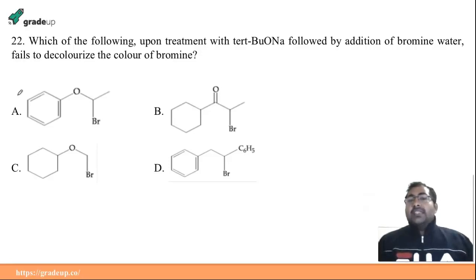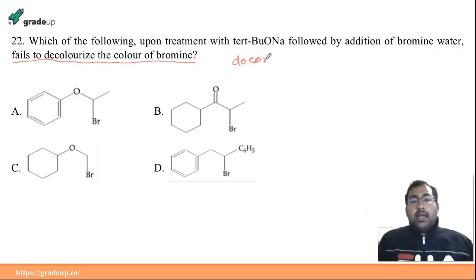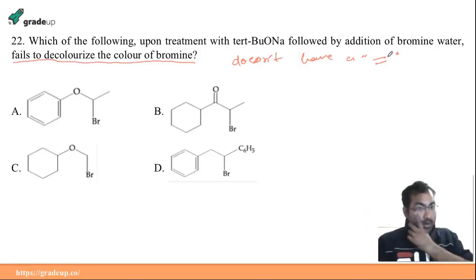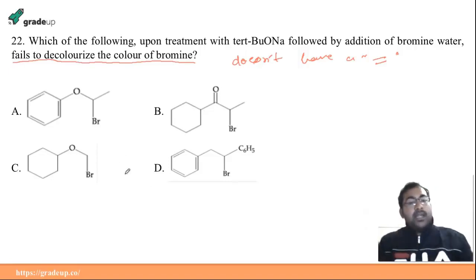Fails to decolorize the color of bromine. What does that mean? It means it doesn't have a double bond, right? You should understand it fails to decolorize. If a double bond is there, then it decolorizes. And by double bond we don't mean the aromatic double bond. We just mean the double bond outside it.